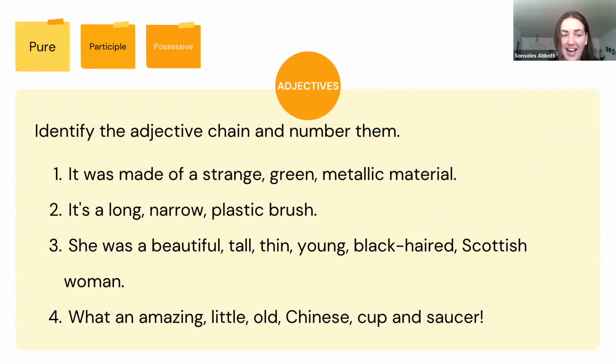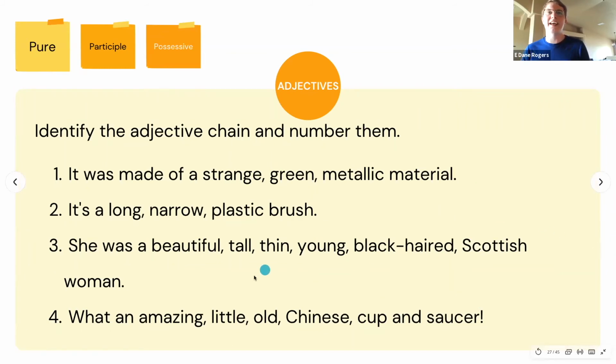The an. Exactly. The an, right? That's my determiner. It's the open brackets, and the head noun saucer is the closed brackets. So inside I've got amazing, little, old, Chinese, 4 adjectives. Notice that Scottish and Chinese are capitalized. These are called proper adjectives. If memory serves, Spanish does not have proper adjectives. So we can use them as substantive adjectives, sustantivos, or just as adjectives together with a noun for its origin.